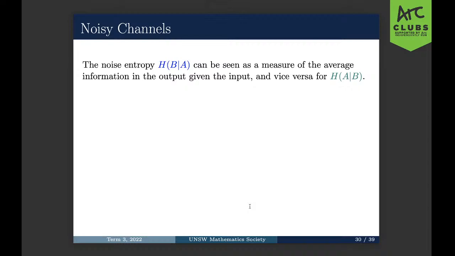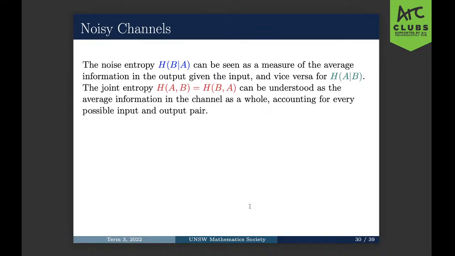So that was a whole bunch of formulas. There are better ways of understanding this. The noise entropy can be seen as the average information in the output given the source, and vice versa for the channel equivocation. The joint entropy, as I said before, is the average information of the channel as a whole, accounting for every single possible scenario you can have.